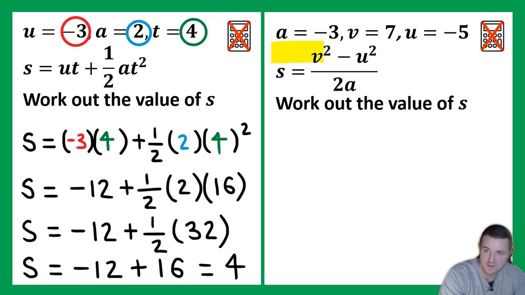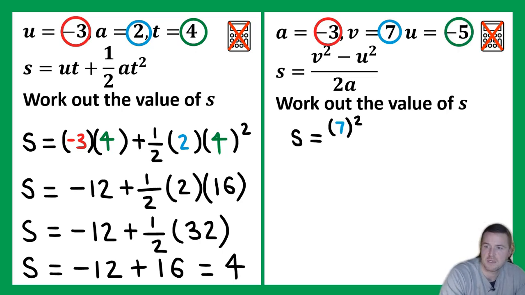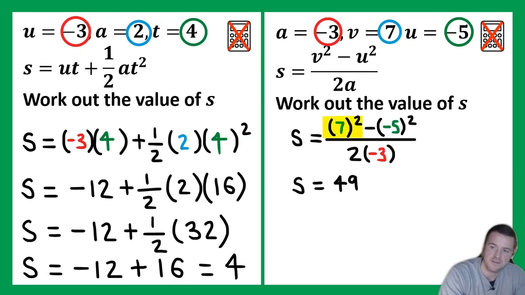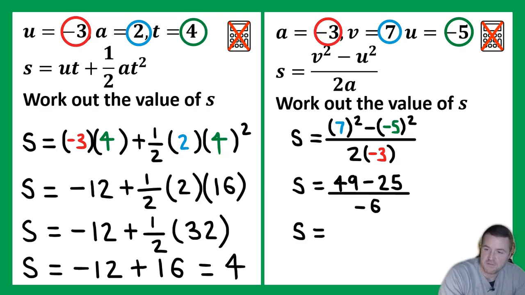For the second question, we have a slightly different formula where S is equal to V squared minus U squared all over 2A. We need to work out the value of S when A is equal to negative 3, V is equal to 7, and U is equal to negative 5. S is equal to 7 squared, subtract (negative 5) squared, all over 2 lots of negative 3. Begin simplifying. 7 squared is 49, and I'm subtracting (negative 5) squared, which is 25, over 2 lots of negative 3, which is negative 6. 49 subtract 25 is 24, and 24 divided by negative 6 gives me a simplified answer of negative 4.